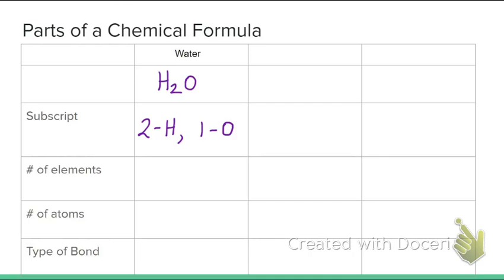This will help us identify our total number of atoms. Our total number of elements here is a hydrogen and an oxygen, so we have 2 elements. And our total number of atoms is 2 hydrogens and 1 oxygen. Add that together and you get 3 total atoms. We know that hydrogen's a nonmetal and oxygen's a nonmetal, and that information helps us identify that we have a covalent bond because we have 2 nonmetals.